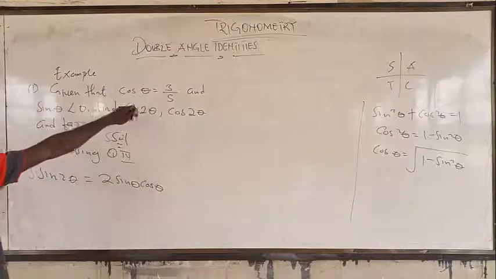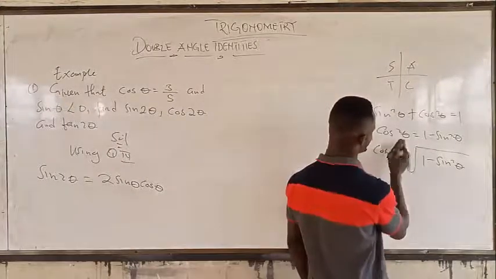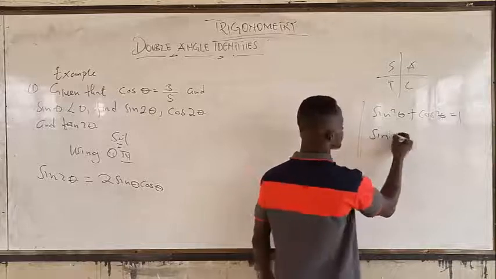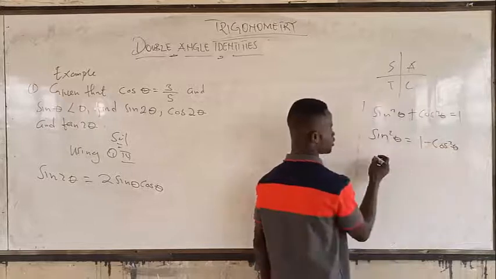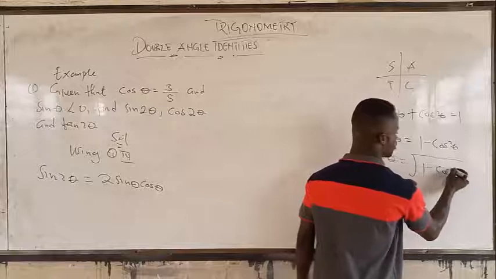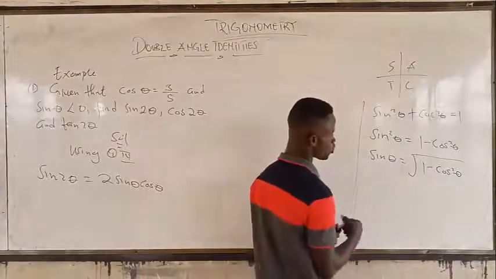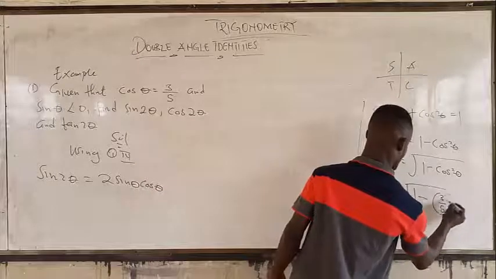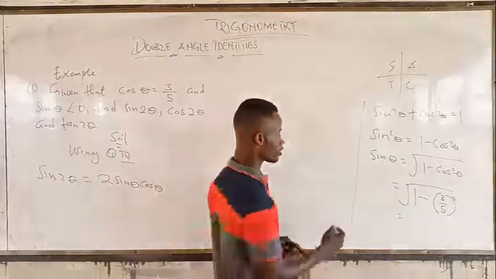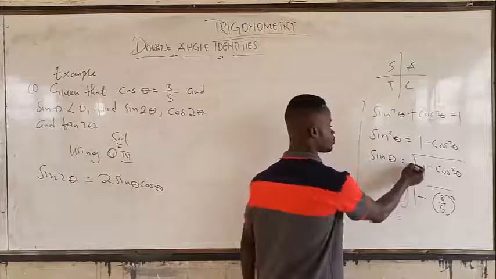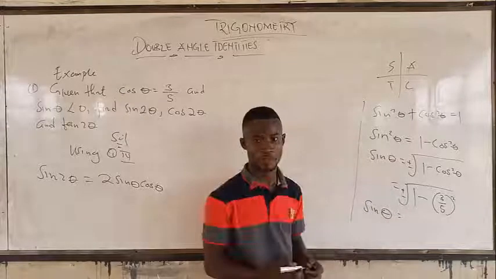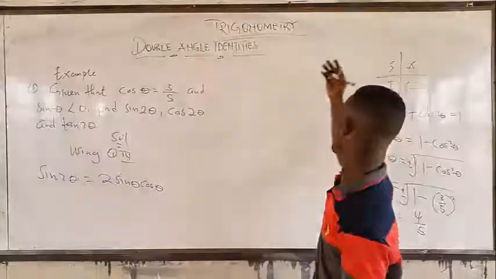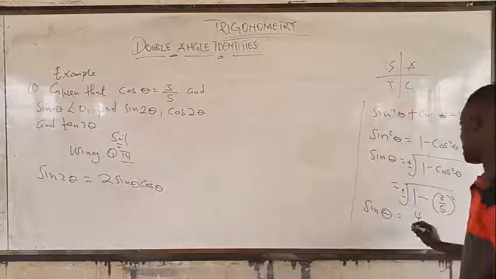But we are rather looking for sine. So sin squared theta is equal to 1 minus cos squared theta, and sin theta is equal to the square root of 1 minus cos squared theta. Cos is 3 over 5, squared. Don't forget, the moment you take a square root, bring plus or minus. So sin theta is going to be 4 over 5. Is it plus or minus? We are working in the fourth quadrant, where sine is negative but cos is positive.